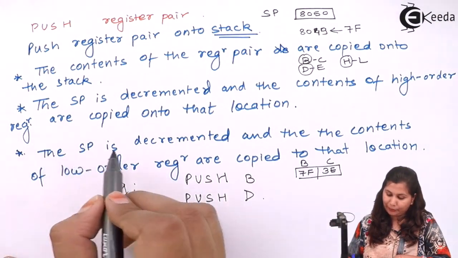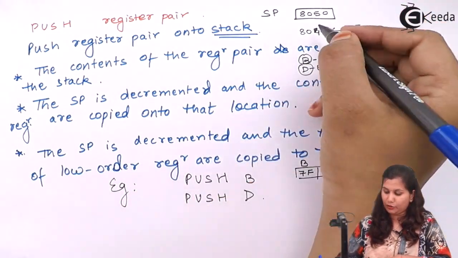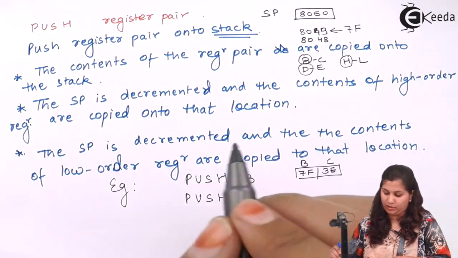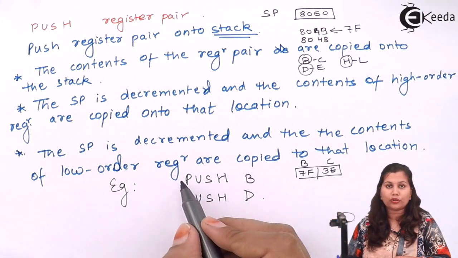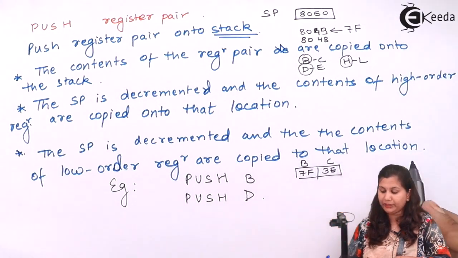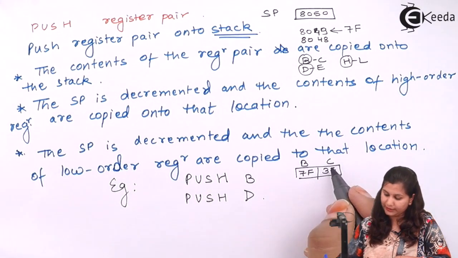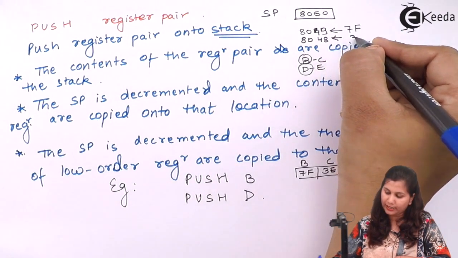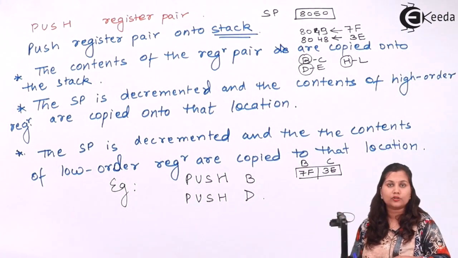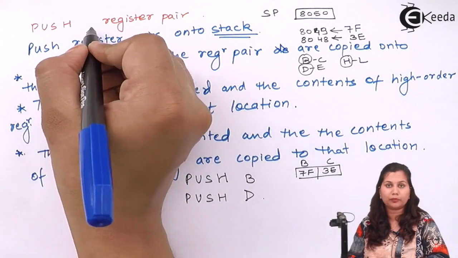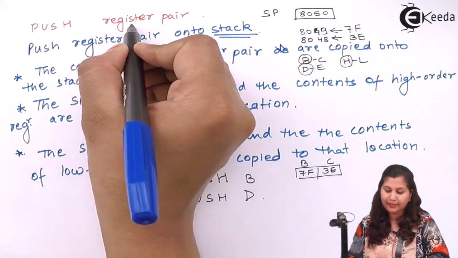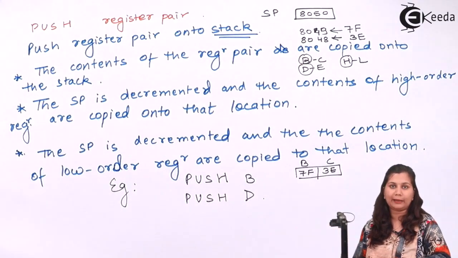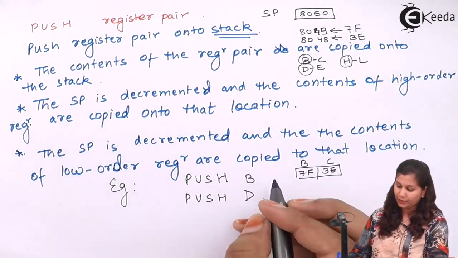Then the stack pointer is again decremented. So we will have here 8048. And the contents of the lower order register are copied to that location. So in C we have 3E, so 3E will be copied to 8048. So this is how this instruction push works. Push and then we have the register pair. It can be B, D or it can be HL register pair.